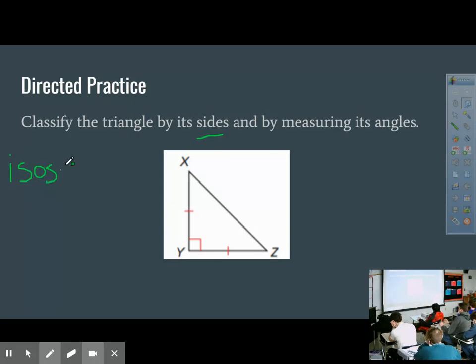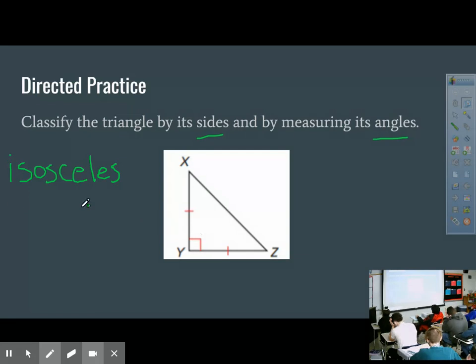Isosceles, perfect, yes, 2 sides means isosceles. And then look at their angles. Nate, what do you notice about the angles? Yeah, there's this square right here on one of them. What does that mean? Yeah, it's a 90-degree angle, which means it's a right angle.